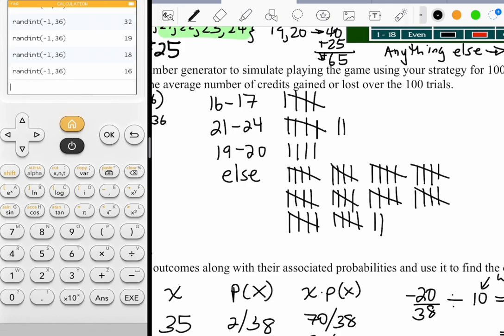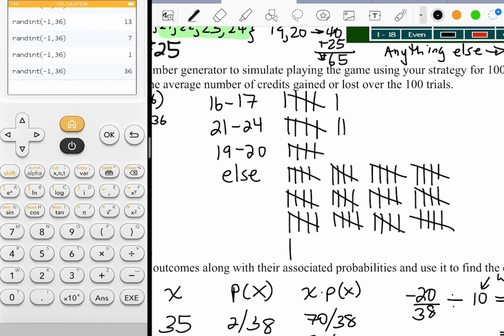Barely a loss. Win. Loss. Loss. 20 is a win. First double 0. 2 is a loss. 25 is a loss. Just a big loser up here. Loss. Loss.